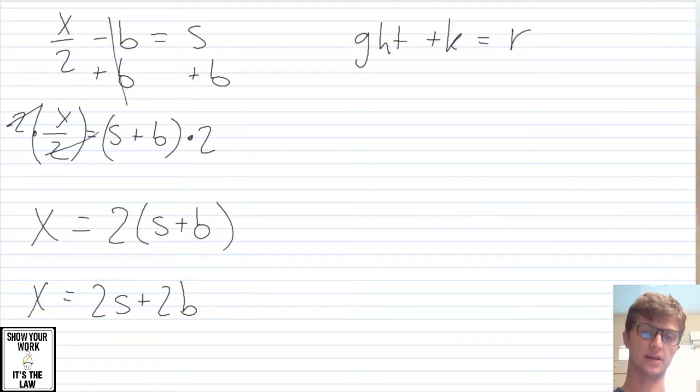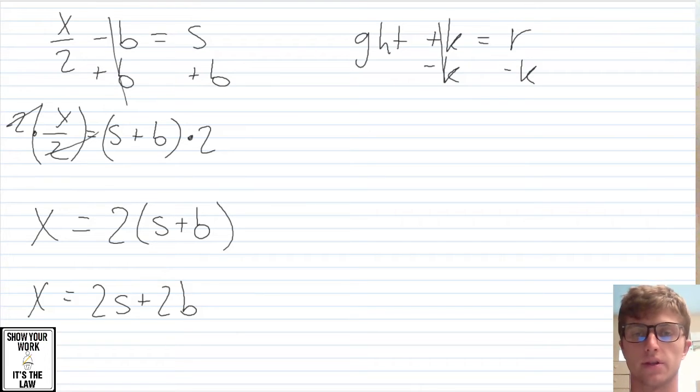We got g times h times t plus k equals r. We want to get the t by itself. What's happening to t? It's being multiplied by g and h and added by k. First thing we need to do is undo that addition of k by subtracting by k. What we do to one side, we'll do to the other. These things cancel. We're left with GHT equals r minus k.